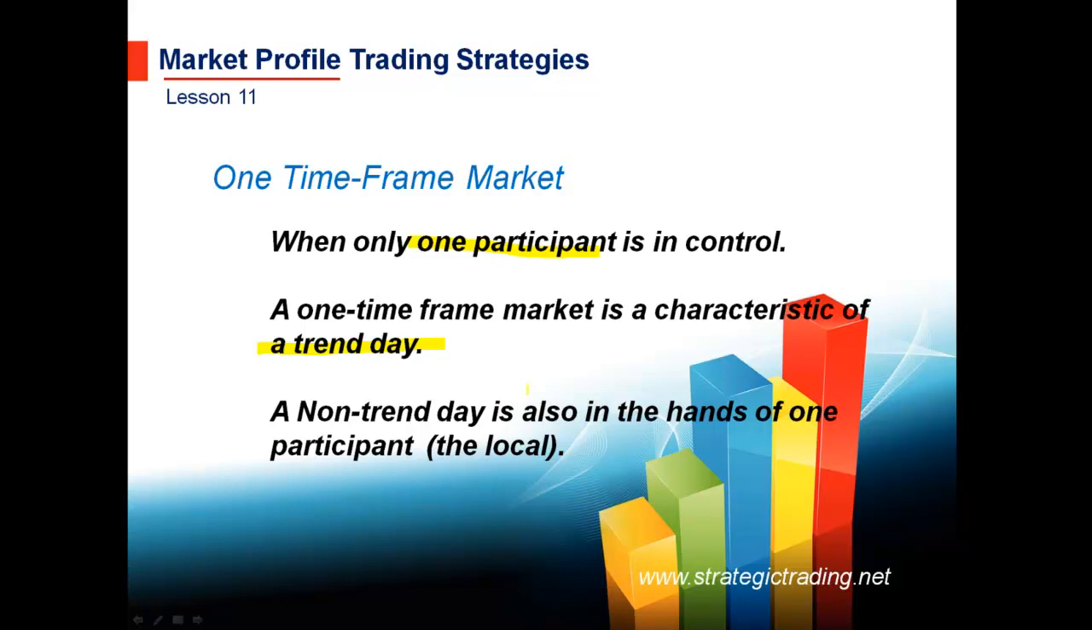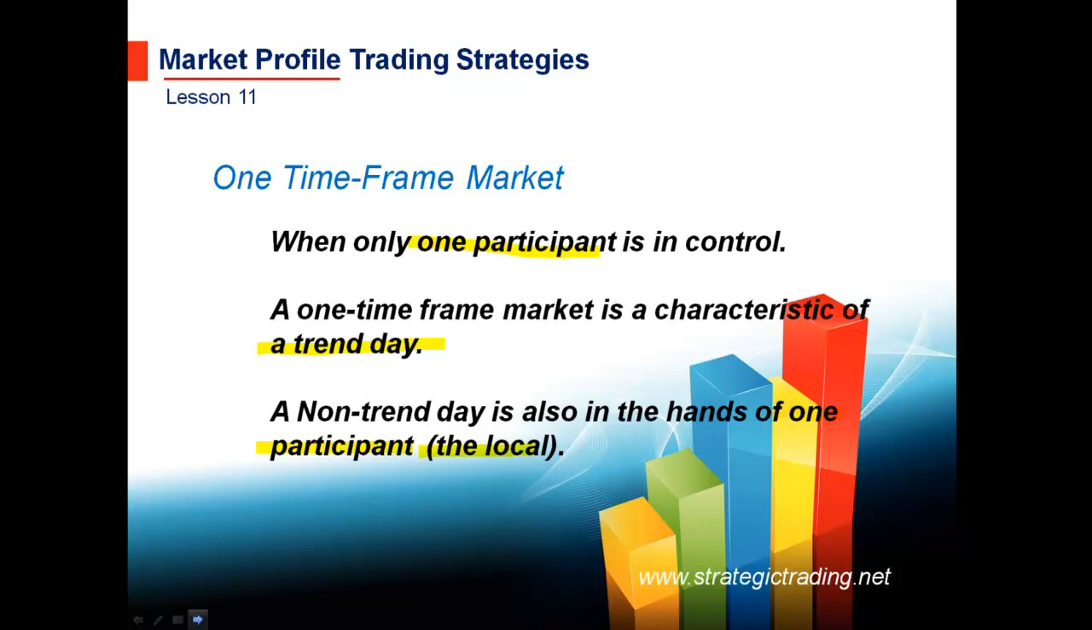It's also important to note that when we get a non-trend day, we also have really one participant that's in control, and that's the local or the short-term trader. That means that both the other time frame buyer and the other time frame seller are out of the market. So when we see non-trend days, who's in control? It's the short-term trader, or what we call the local or the market maker.